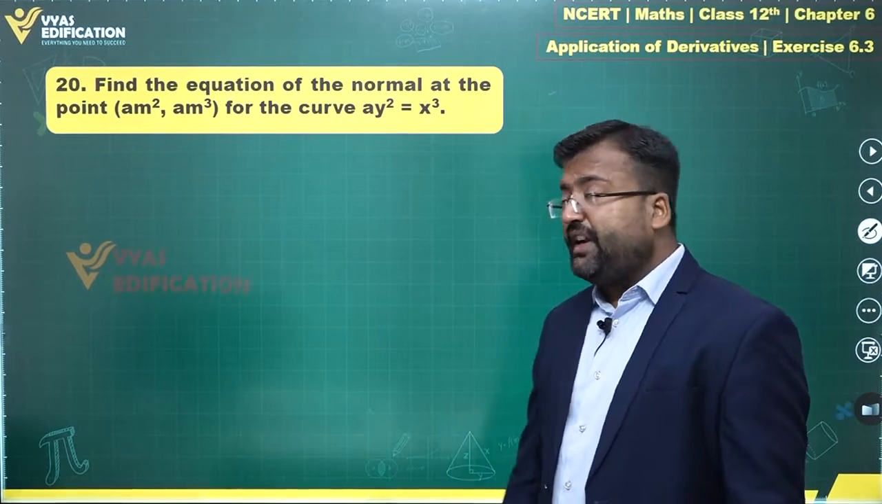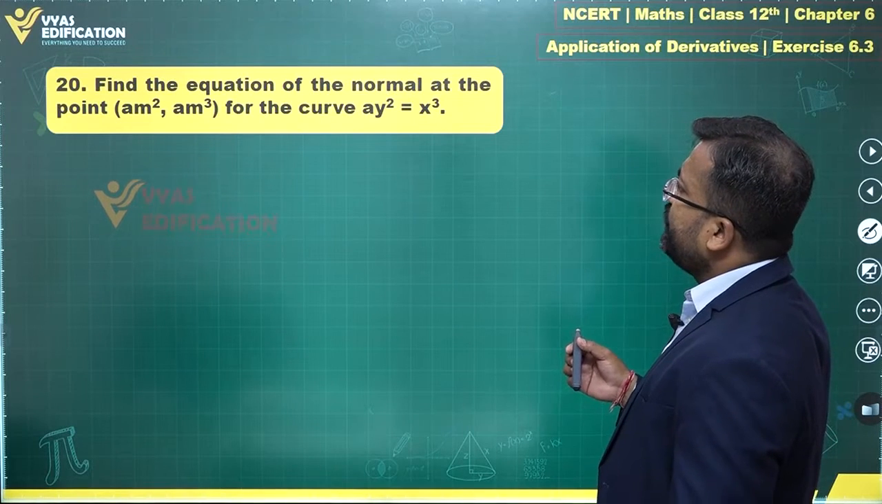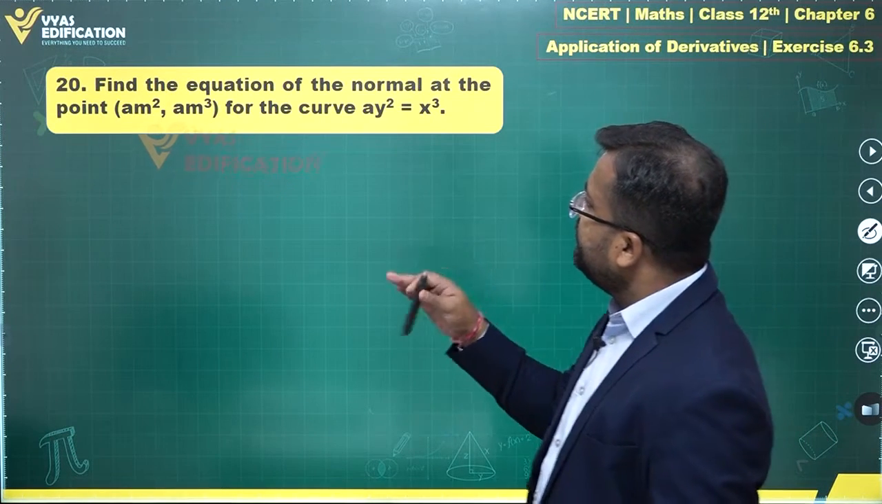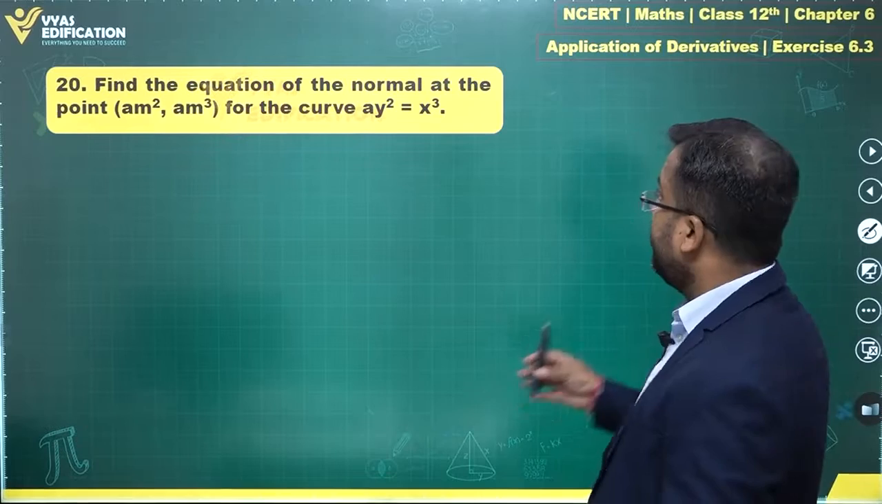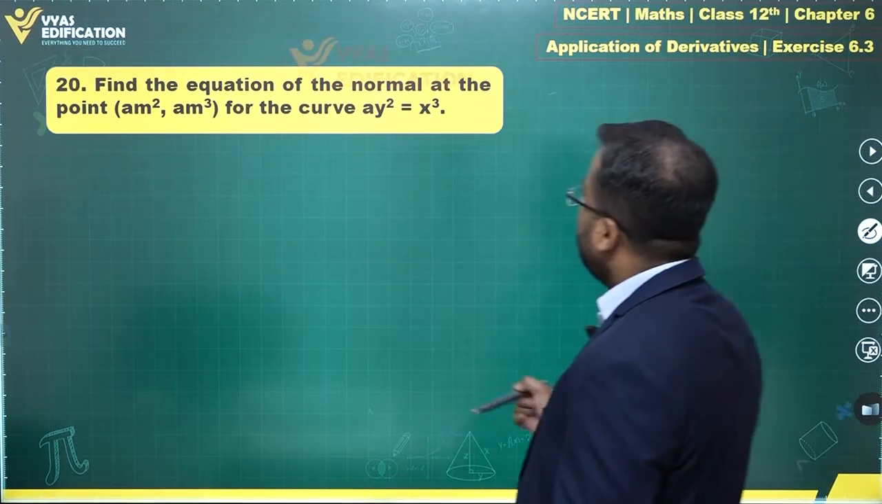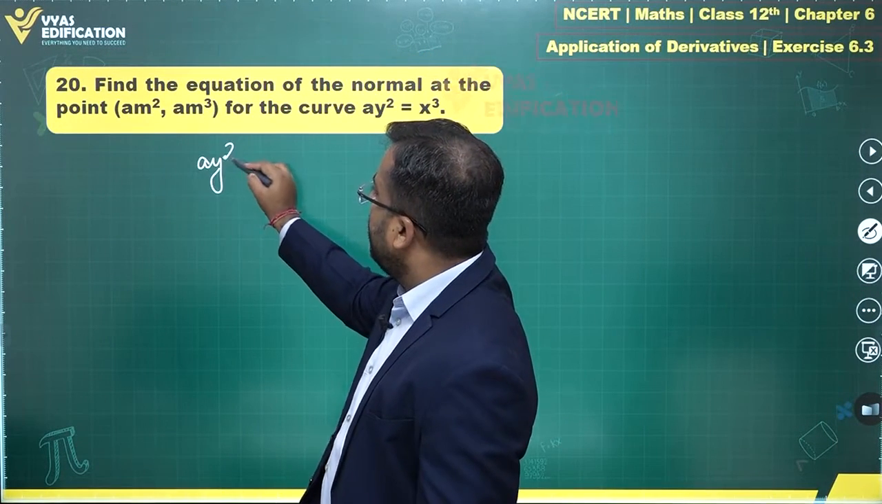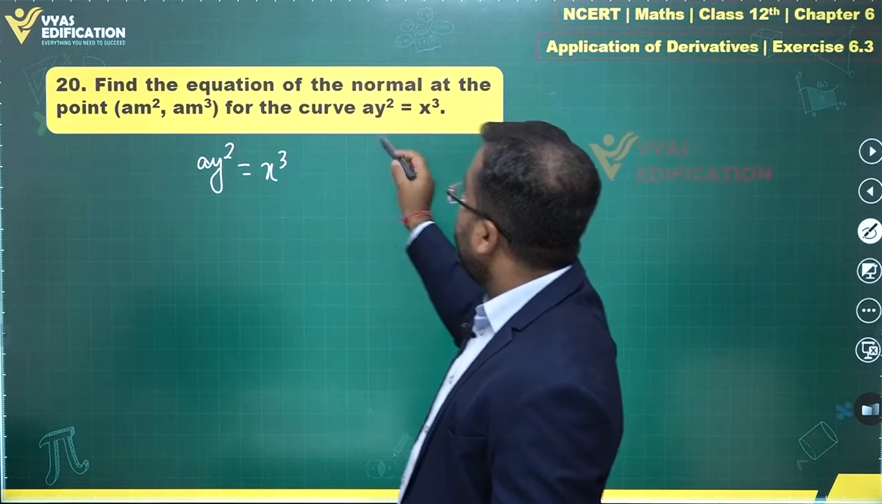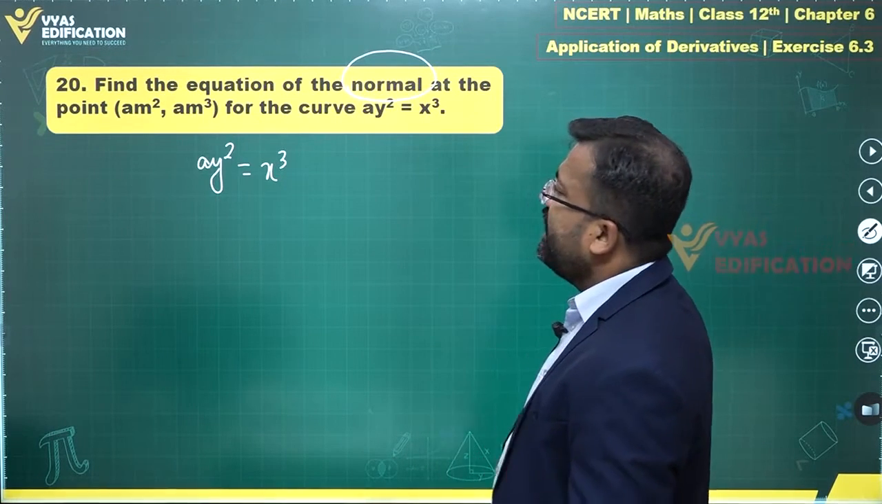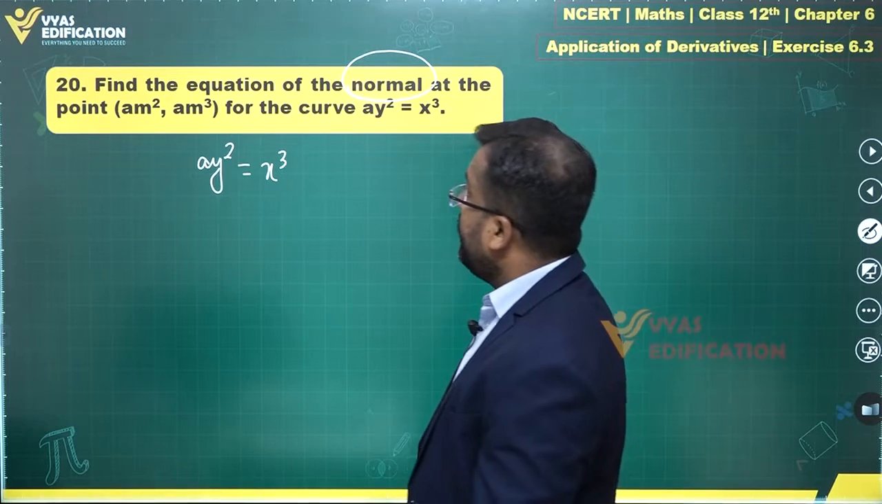Let's discuss question number 20. What does the question say? Find the equation of the normal at the given point for the given curve. Okay, pretty interesting. a y square is equal to x power 3, and you are interested in the equation of normal at the point (a m square, a m power 3).